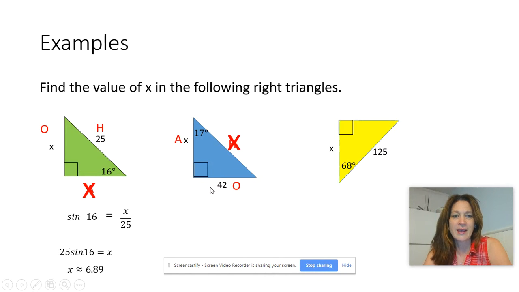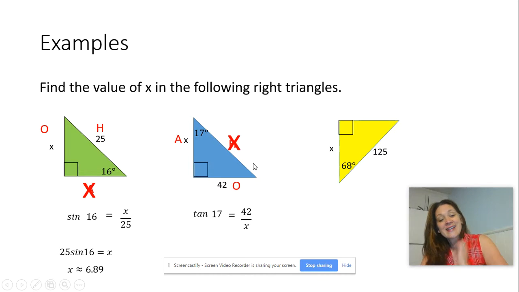So you're going to think SOH CAH TOA. So TOA, tangent, that's the one we're going to use. So the tangent, then fill in the angle, 17 degrees is equal to, so TOA, opposite over adjacent, I'm going to fill in my 42 over x.